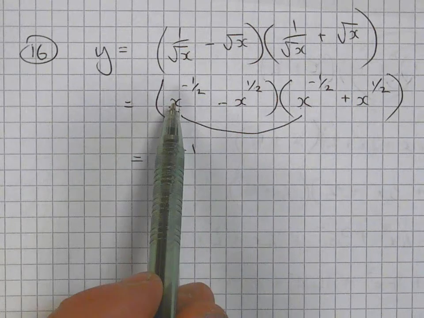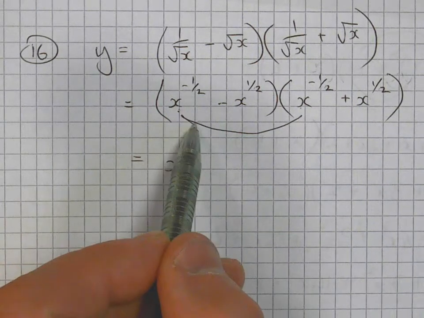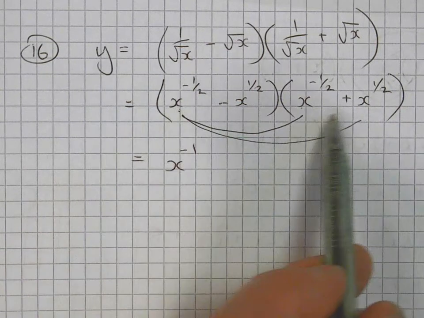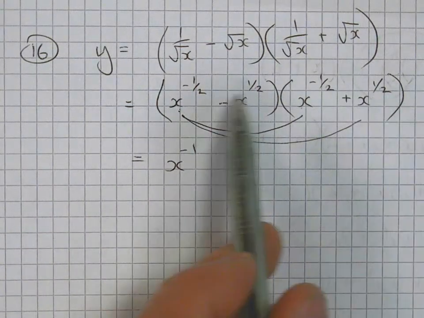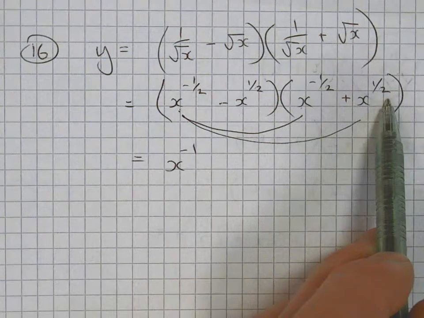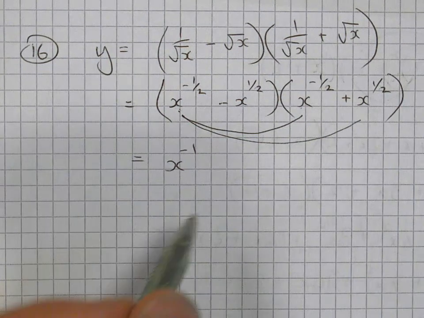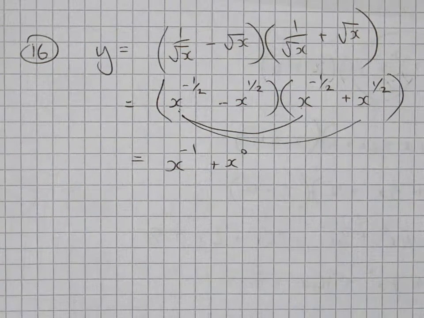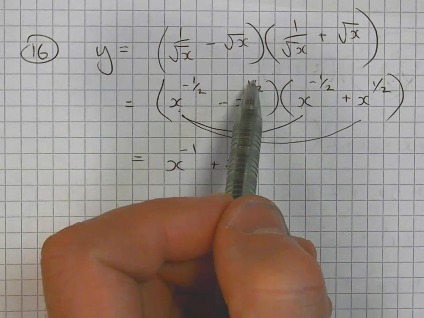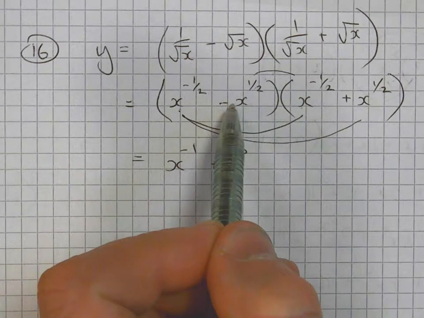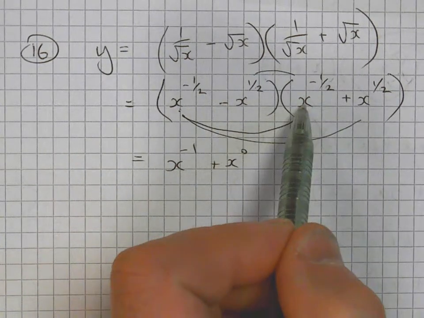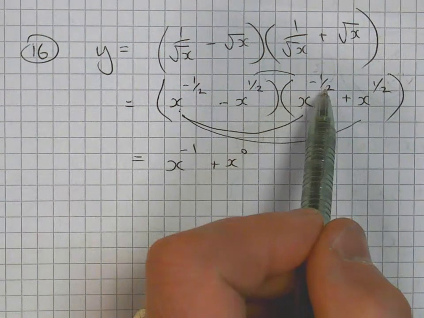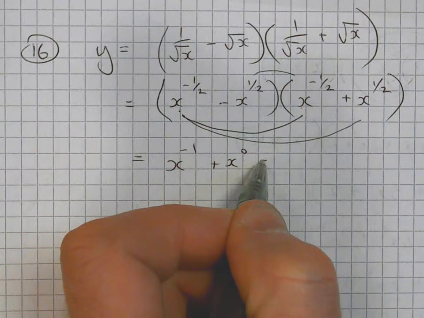Now we're going to do this times this. So that's going to be x to the minus a half times x to the half. Add the powers. Minus a half plus a half is x to the 0, which is just 1. The same here. Minus x to the half times x to the minus half. You add the powers. A half plus minus a half is going to give you 0 again. So again, that's minus x to the 0.